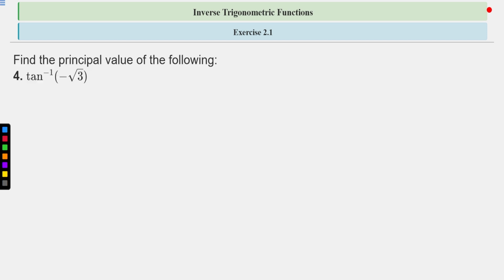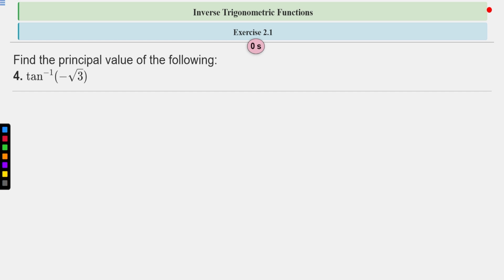The next question is, we need to find the principal value of tan inverse minus root 3. You all can answer. Some students are saying minus pi by 3. Let us see. I am giving you 10 seconds to solve or think about this question. After that, we will discuss the solution part.